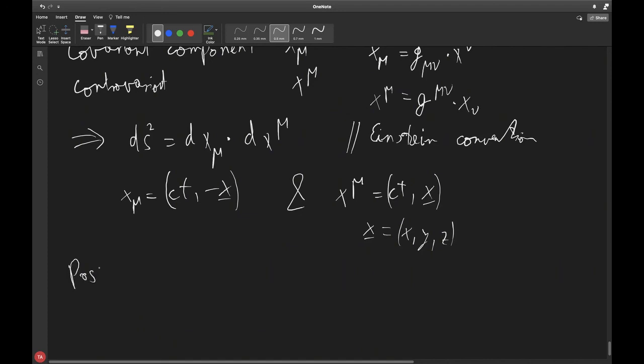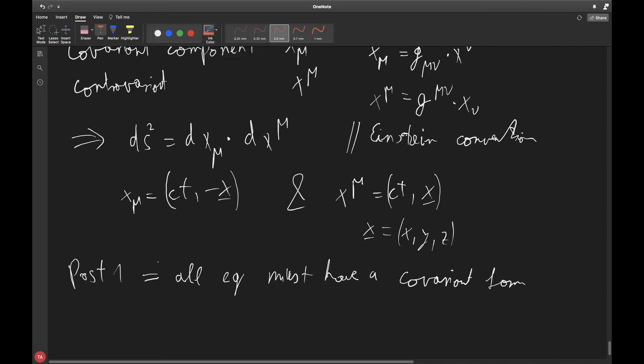So postulate one could be rephrased as all equations must have a covariant form. So what does that really mean? That means that these indexes have to match in a sense.